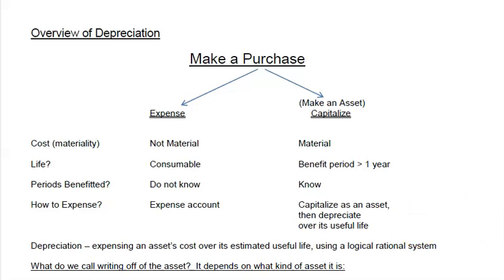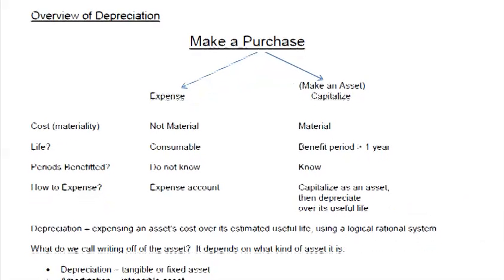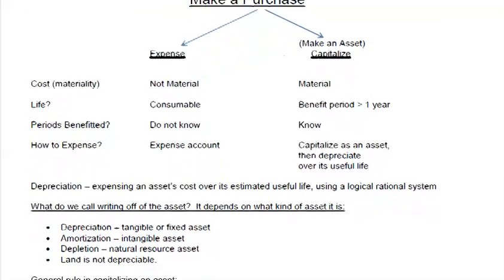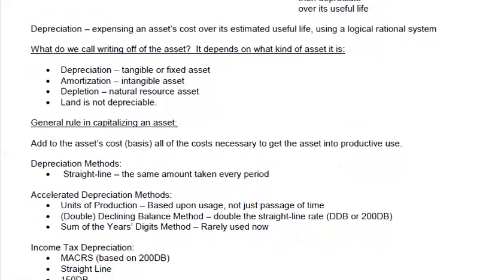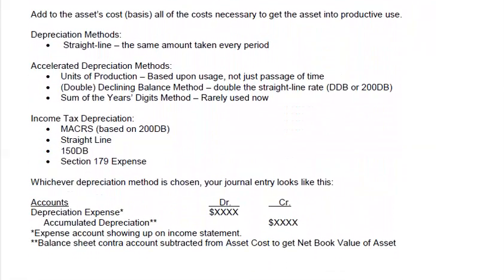Let's say that you have decided that this is a long life asset and it is an asset that's going to benefit you more than one period and that we are going to depreciate it. Well, we know that whatever method we choose, this is what the journal entry is going to look like. It'll be a debit to depreciation expense and a credit to accumulated depreciation. So that's our journal entry every year.